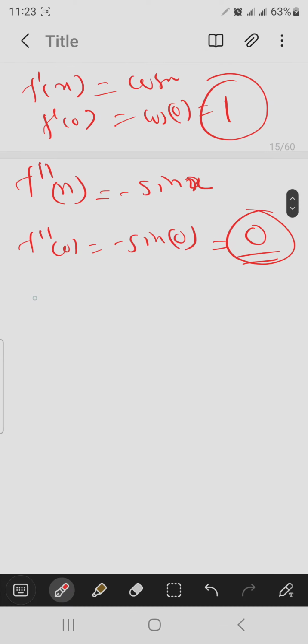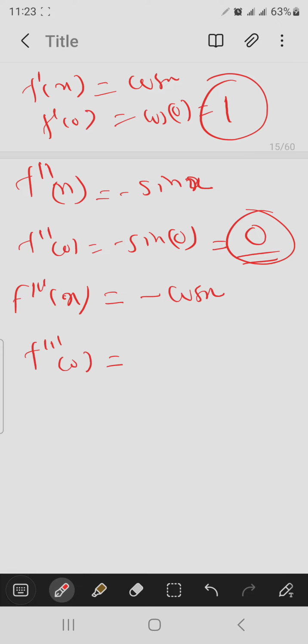So the fourth one will be f triple prime of x. When I differentiate minus sin x, what am I going to have? Minus cos x. So f triple prime of 0, you know, because what? Minus cos 0. So it's going to be what? Minus 1. That's another one.